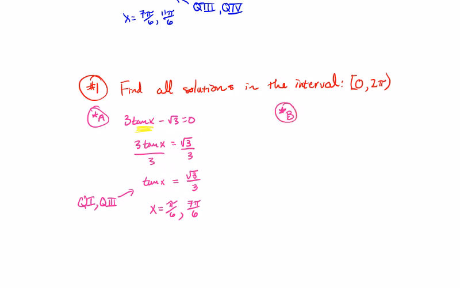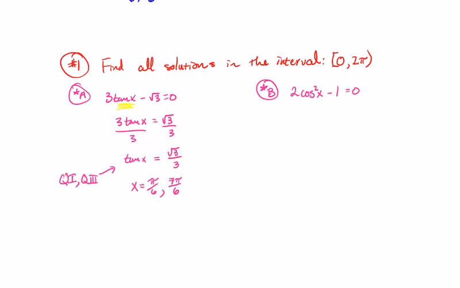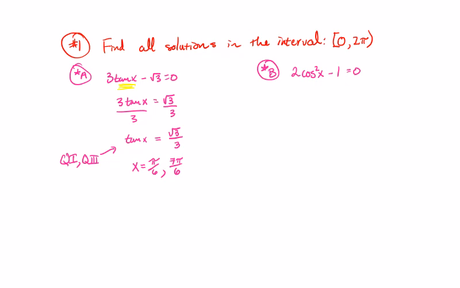Let's do the other one. We've got 2 cosine squared of x minus 1 equals 0. This one is quadratic, so we're probably going to have to square root at some point. But the good thing to do first is to get the cosine squared alone. And so we'd add 1. So 2 cosine squared of x equals 1. We'll divide by 2. Cosine squared of x equals 1 over 2.